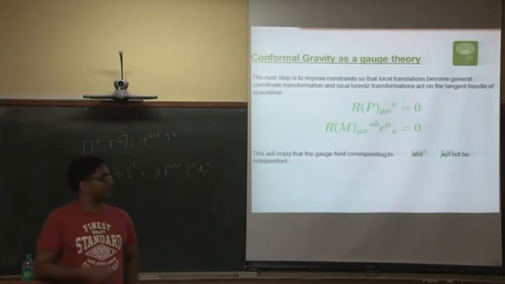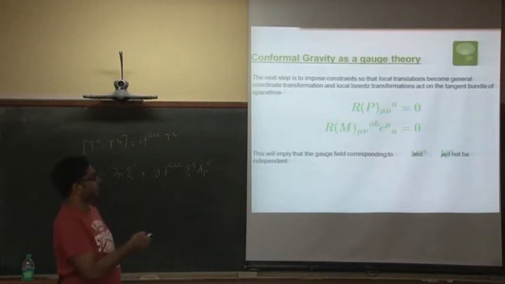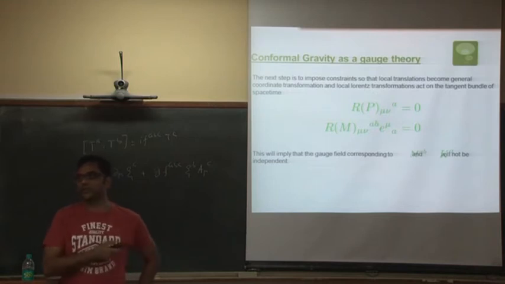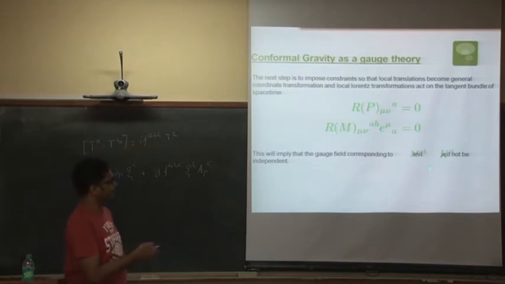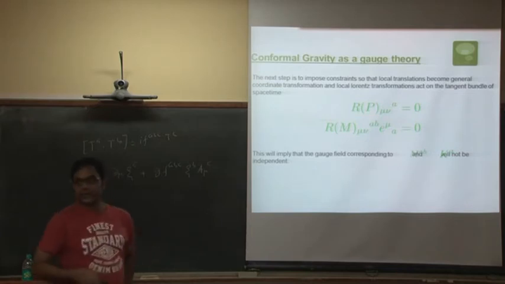So, see, the first constraint of course gives you the spin connection in terms of the vielbein, and the second constraint gives you the special conformal transformation gauge field, the f_mu^a, that is the gauge field corresponding to K_a, also dependent.